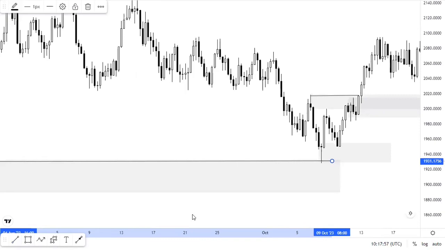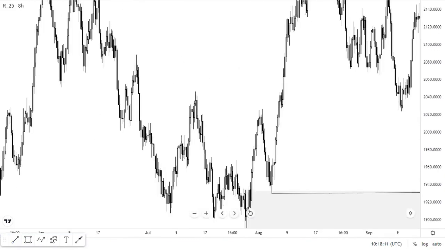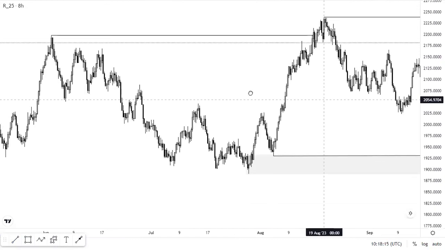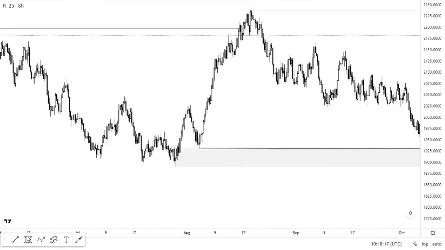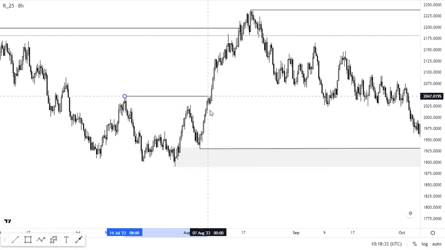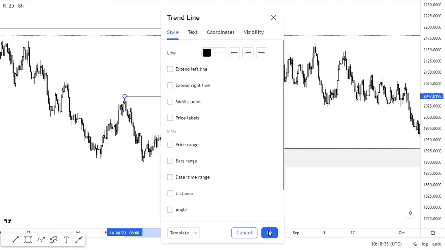So let's go more into marking out our breaker block. Now, I would have marked out this as my first breaker block because we had our BMS here. Hold on, guys. We have a break of structure to the upside here. This is a break of structure to the upside.